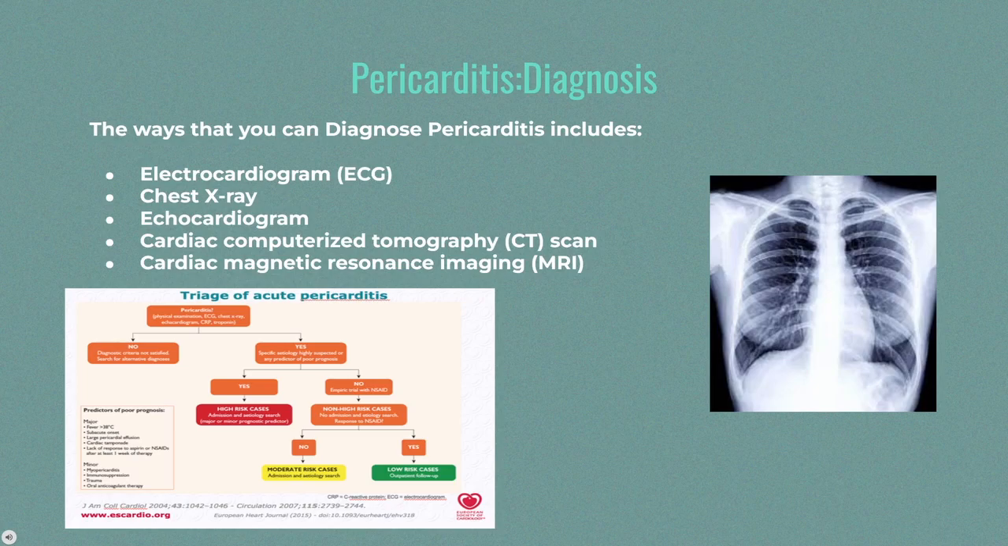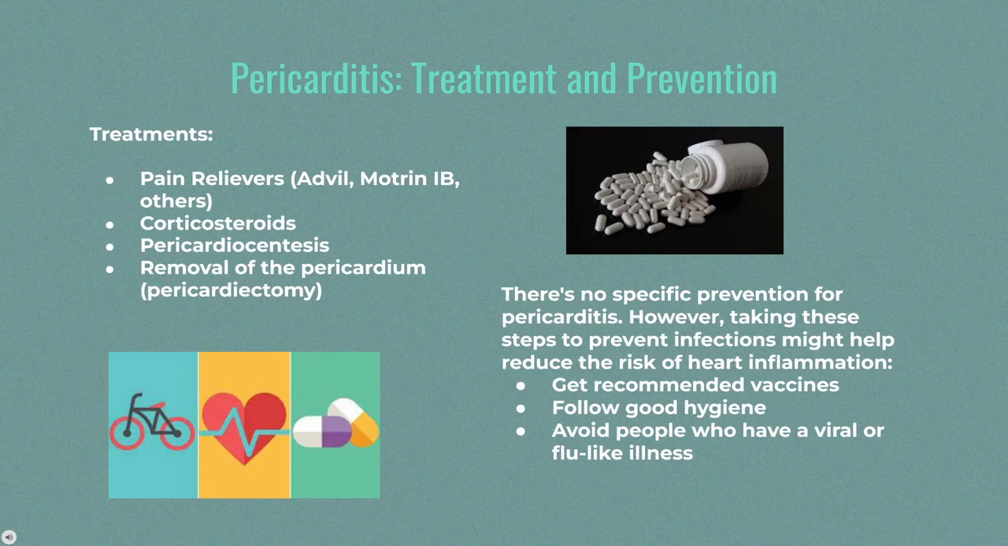It uses x-rays to create images of the heart and chest, or cardiac magnetic resonance imaging (MRI). It uses magnetic field and radio waves to create cross-sectional images of the heart. Pericarditis is often treated by taking medication. Pain relievers reduce inflammation and swelling around the heart. Corticosteroids are also a form of medication used to fight the inflammation.